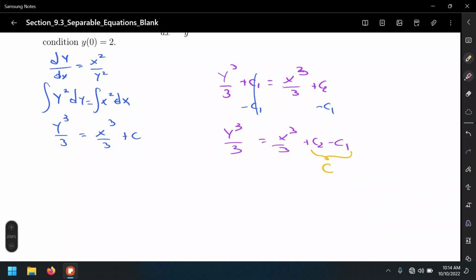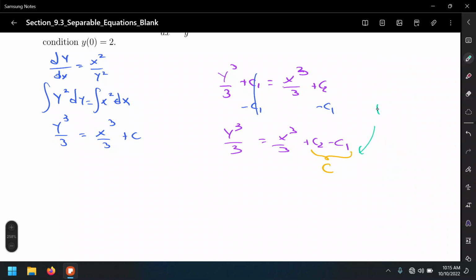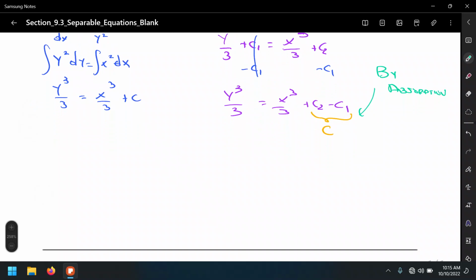This is done by a process called absorption. When we combine two or more arbitrary constants, whether by subtracting, adding, multiplying, or whatever operation, this is called absorption. So ultimately, when we solve a differential equation by this method of separation of variables, all we do is add the plus c only on the right hand side of the equation. So we're almost there to get the general solution.